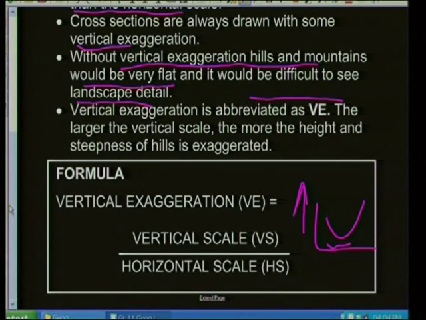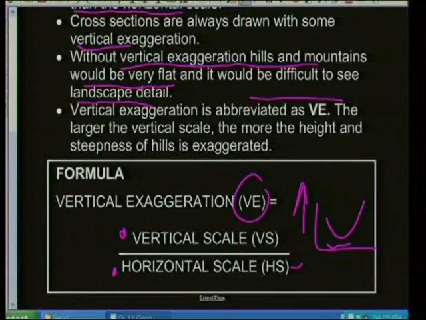Let's look at the formula for vertical exaggeration. Vertical exaggeration, which is also known as VE, is vertical scale over horizontal scale. Now, if you're using the topographic map, the horizontal scale will always be 1:50,000. If you're using the orthophoto, it'll be 1:10,000.